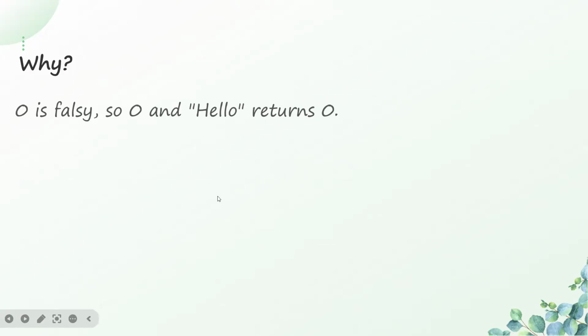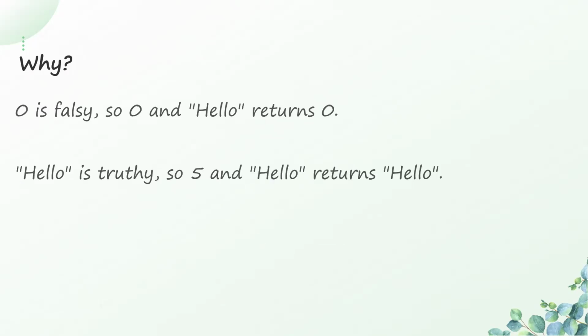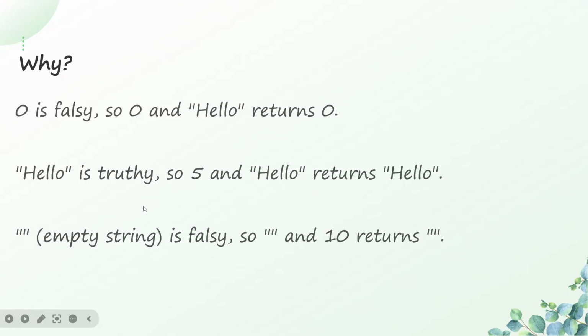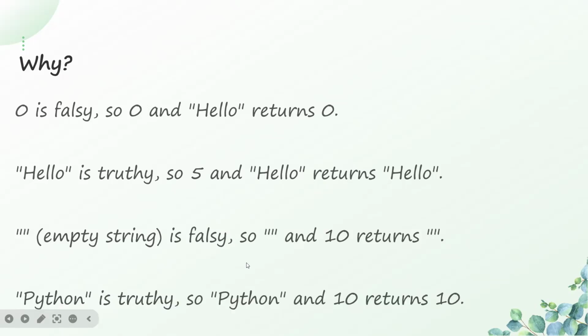So why does it work like this? 0 is falsy. So since 0 is falsy, Python will return it because there's no need going to the second operand. Hello is true. So 5 and hello returns hello because hello is true. 5 is true. Empty string is falsy, so it will return the empty string. Python here is true, so it will return 10.